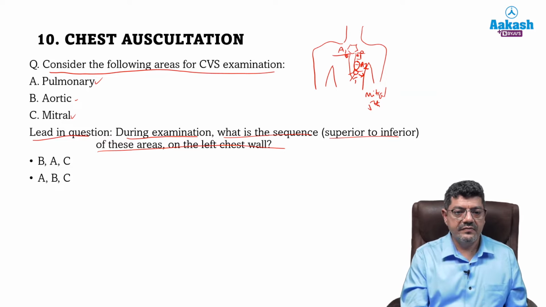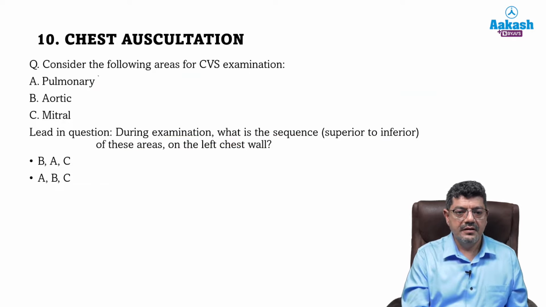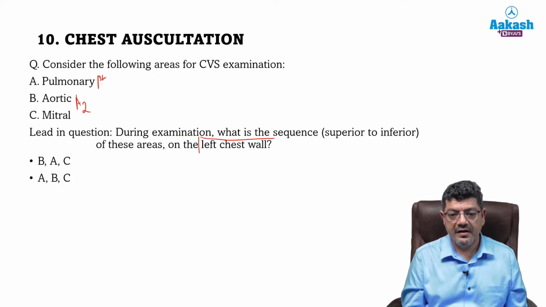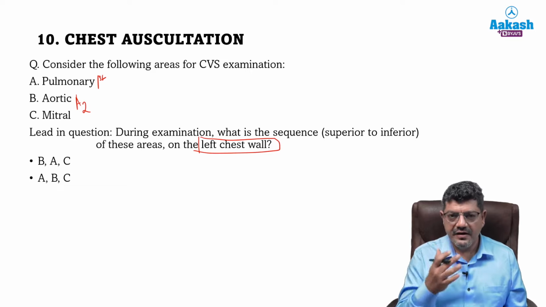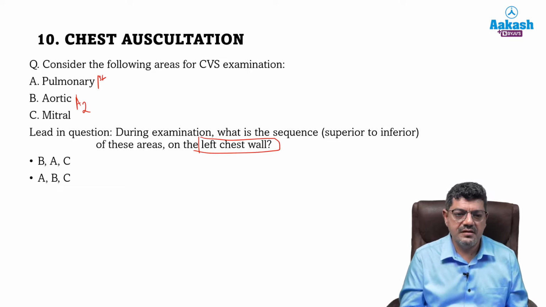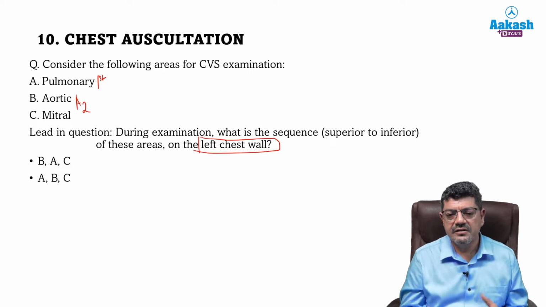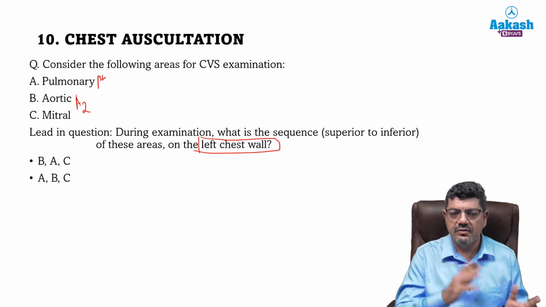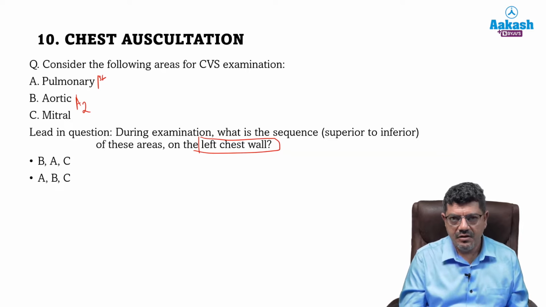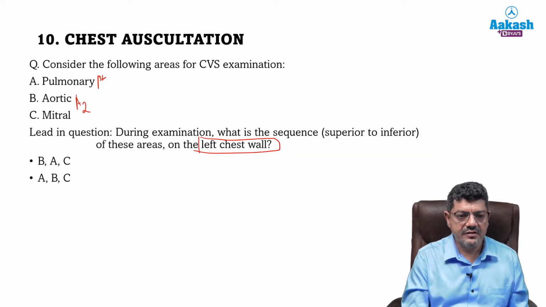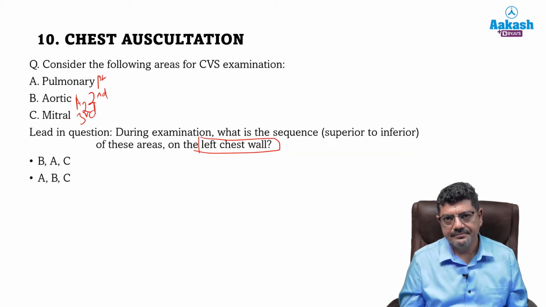So in sequence, first pulmonary, second intercostal space, third intercostal space, A2 area. They had clearly said left chest wall, and when I read that on the paper, I said, you nasty people. Because a lot of kids will not think of the A2 area, they'll just not read left chest wall, they'll go aortic, pulmonary, mitral. But that's not what is correct. They're talking of the left chest wall, so first, second, and third in that order.